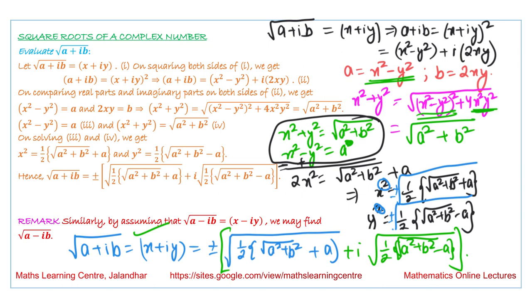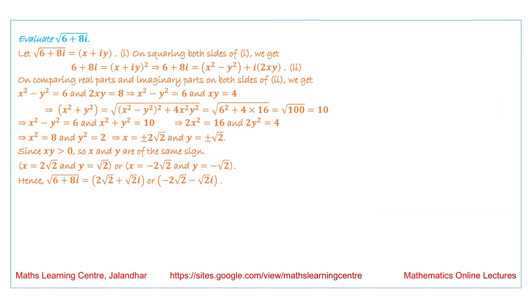And similarly we can find the square root using this term. If we have the number in the form a minus iota b, we can write it as x minus iota y, and we can obtain a similar kind of formula in this case. Now the first question is to find the square root of 6 plus 8 iota. Now the method we know, in place of applying the direct formula, we are using that method.